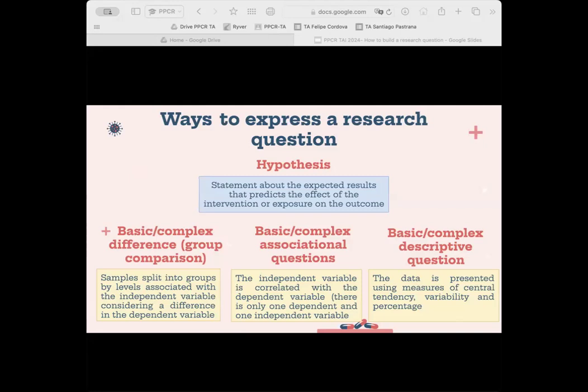And there are several types of questions. For example, the basic comparative difference question, that is just comparing two groups. The basic comparative associational question, that is a dependent variable that has a relationship with the independent variable, and there is only one of each. And the basic descriptive question, where the data is presented with the aim of presenting a description of the data. So measurements of central tendency, variability, and percentage.